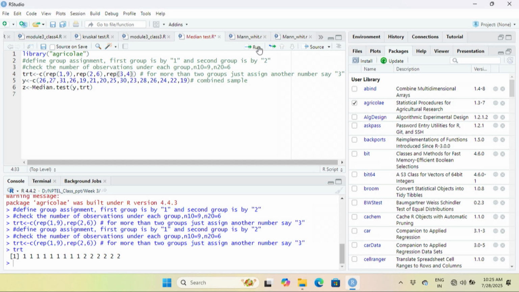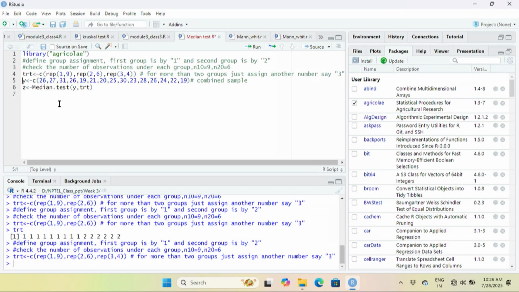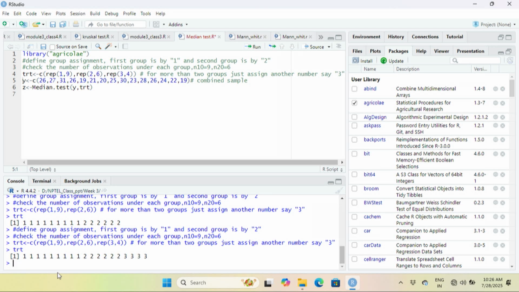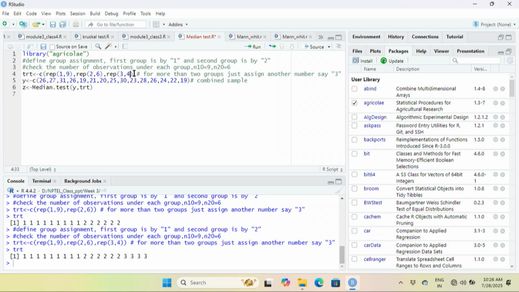So if you run it and write TRT, you will see 1, 1, 1, 1, 1, 2, 2, 2, 2, 2, 3, 3, 3, 3, 3. Okay, let me erase this.